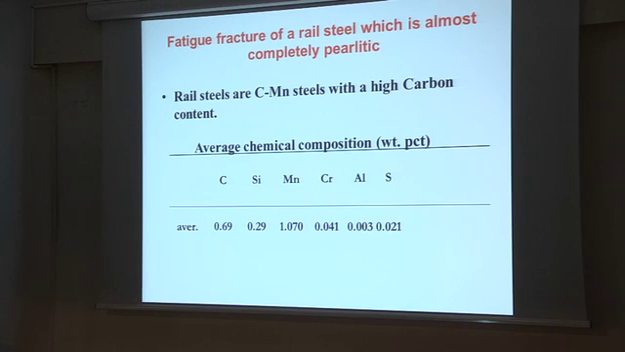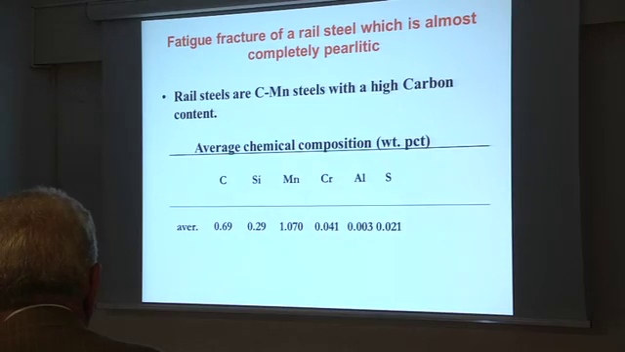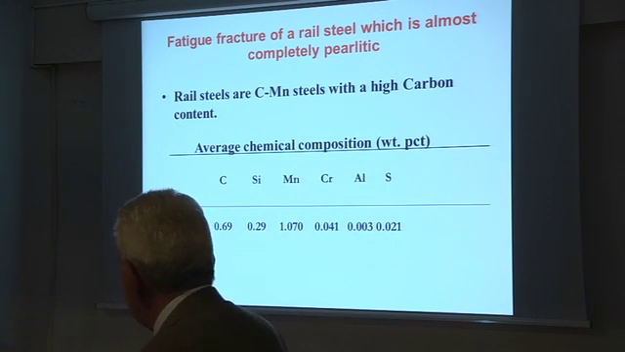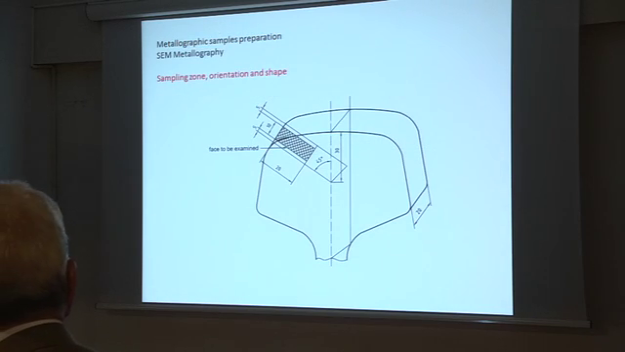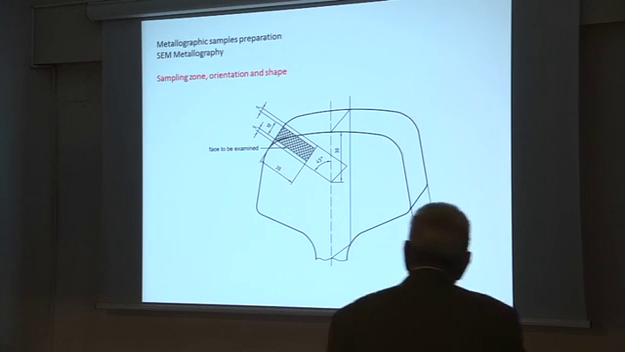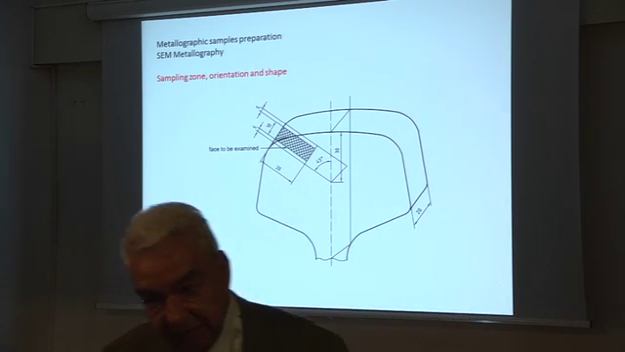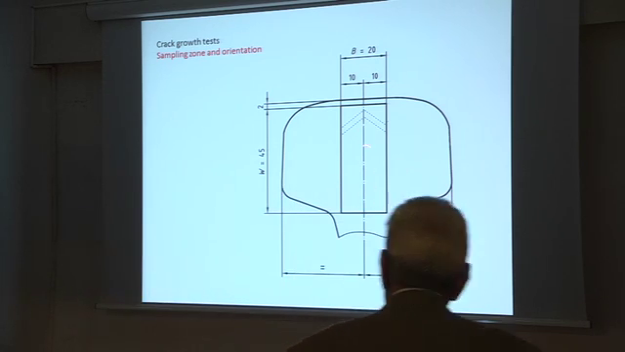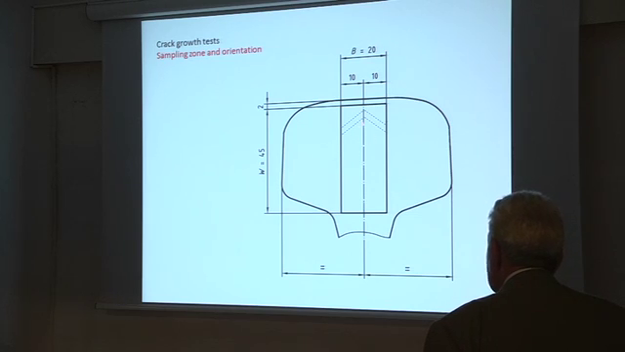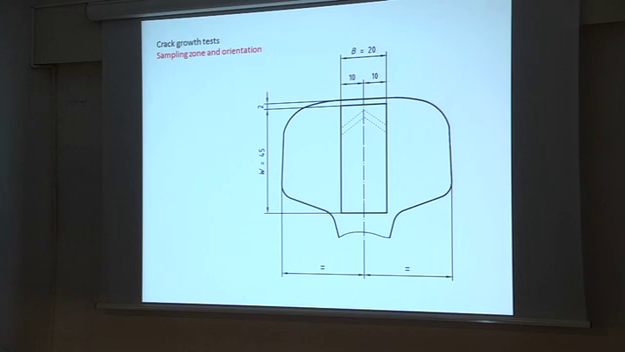Rails are made by steels of this composition, around 0.70 carbon, 1% manganese. And this is the rail, the head of the rail. This is the web of the rail. This is where we made our metallographic observation. And here is where we took our fracture mechanics samples, and we were testing them. So there was a previous fatigue crack growth stage and a last fracture stage under which we were measuring the fracture toughness.